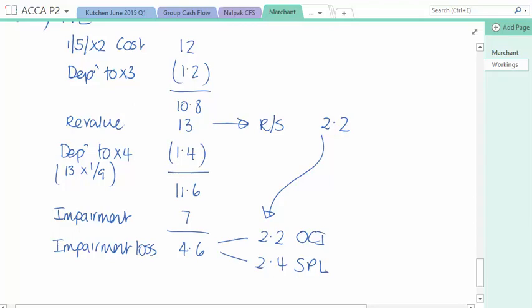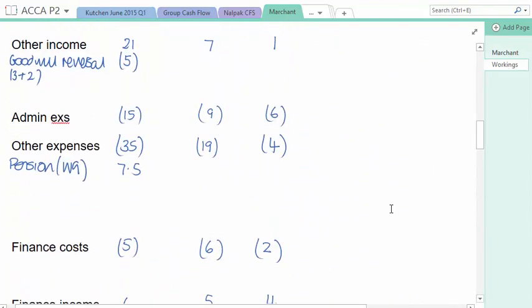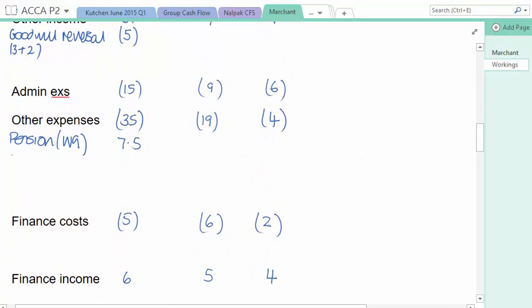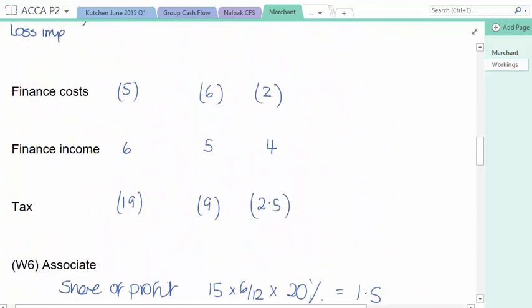That is all F7 knowledge. So you actually see in this question that we've got intragroup sales is F7, there's a mark there. We've got this adjustment here, it's another 2 or 3 marks. So you cannot afford to forget your basic understandings. So I'm now going to take that figure of 2.4, loss impairment, which working is that? Working number 11, good grief.